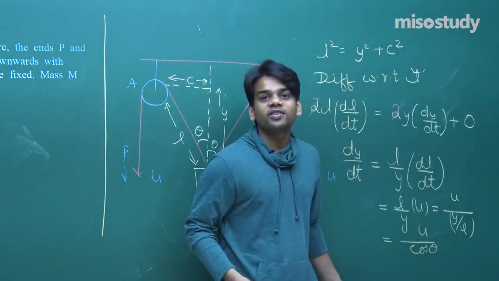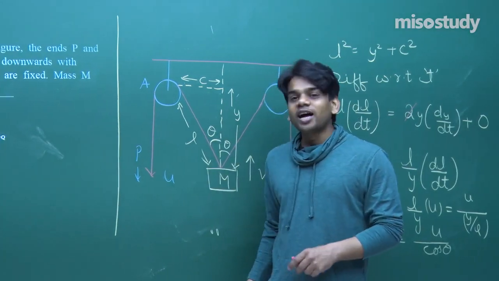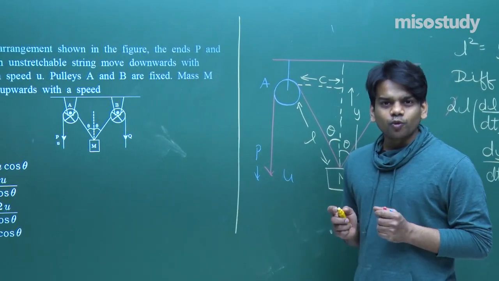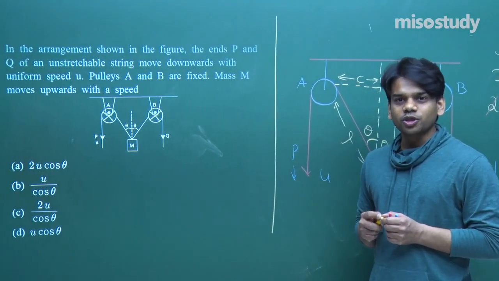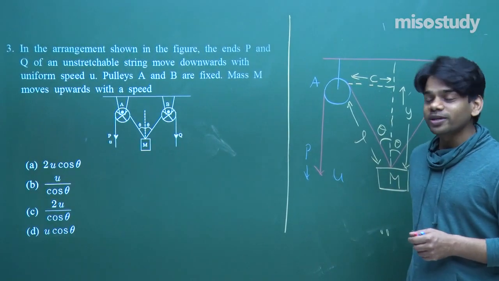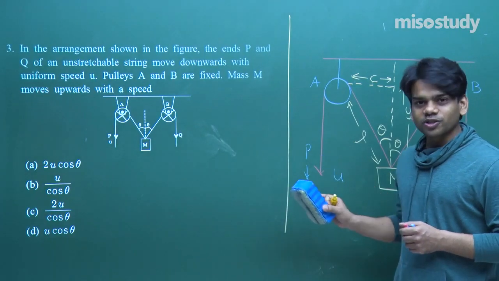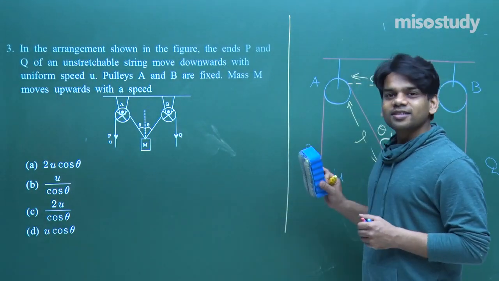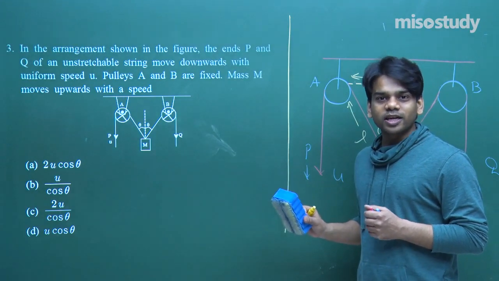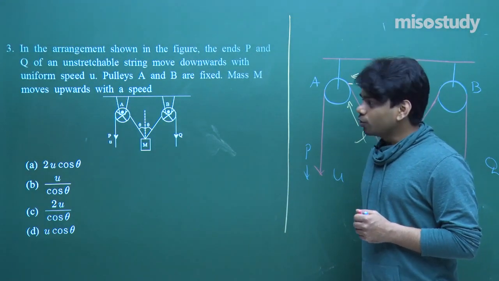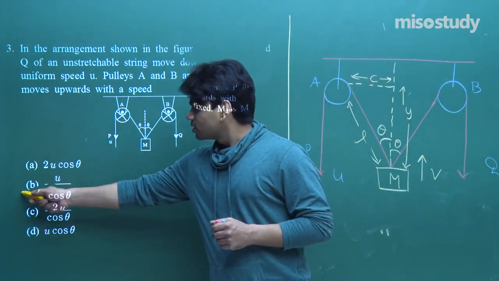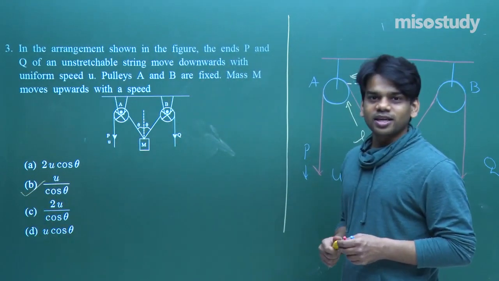This is one of the previous year questions that has been asked. I hope that you have understood how to solve this kind of question. I have taught you very well about constraint motion questions and how to solve them. If not, you can see the video on how to solve constraint motion questions. So let me mark the right option here: u by cos theta is the right answer. Option B is the right answer.